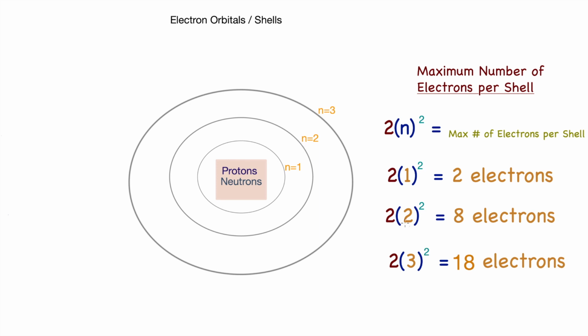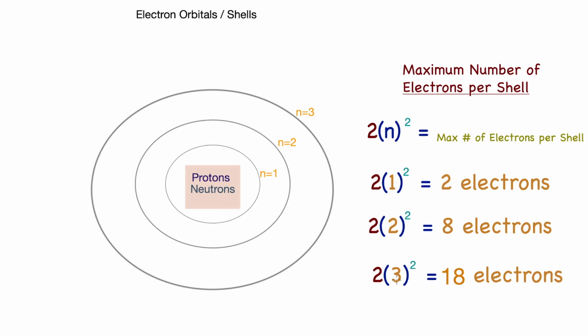For the second shell, we plug in 2 for n, and we get 2 times 2 squared, and the answer is 8 electrons. So for all second shells, we get a maximum occupancy of 8 electrons. For the third shell, n equals 3, we put in 3 for n, and our value is 2 times 3 squared. 3 squared is 9. 9 times 2 is 18 electrons. So 18 electrons is the maximum occupancy within this shell.